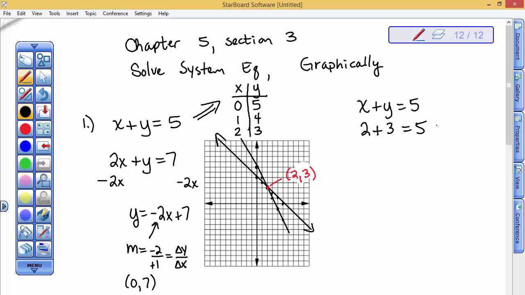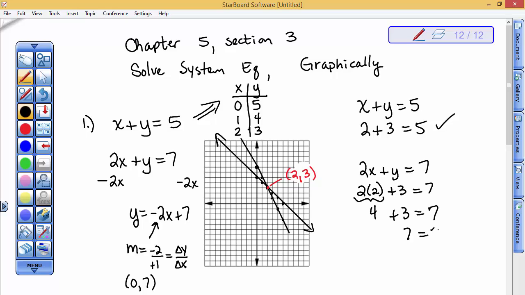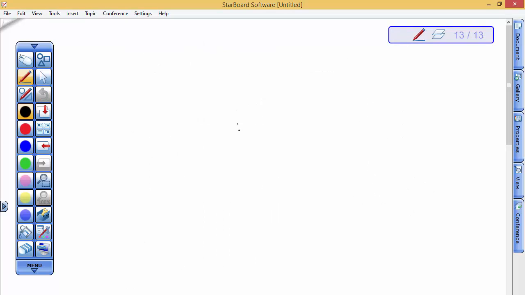That checks. The next equation was 2x plus y equals 7. And I want to know if I put a 2 in for x and a 3 in for y, by order of operations, if I have a true statement. And if I have a true statement in both equations, I know I've performed this calculation correctly. Okay, the next page. Let's see if I can get some graph paper here.